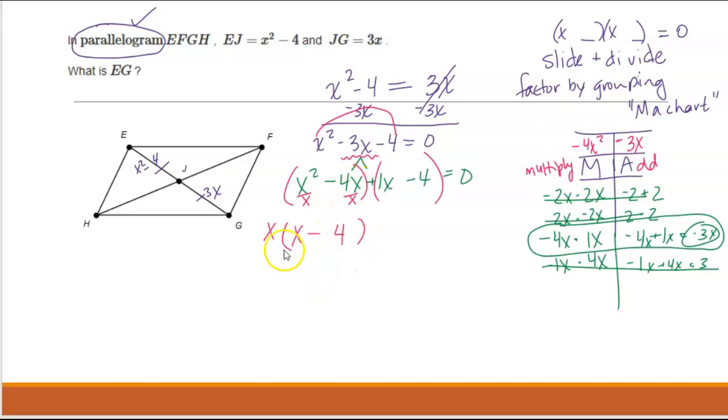Right? So you can always check yourself and redistribute. Remember when you have a number or something in front of a parentheses, you distribute. So x times x is x squared. x times negative 4 is negative 4x.